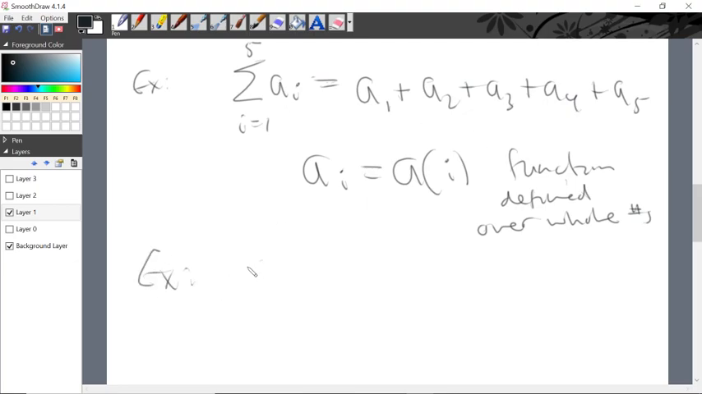Okay? All right, so now if we take the sum from i equals 1 to 5 of 2, right? That's like saying that we have some function called a of i, and it is the constant function 2. No matter what value of i we plug into that, we're just going to get the output is 2, because it's a constant function.